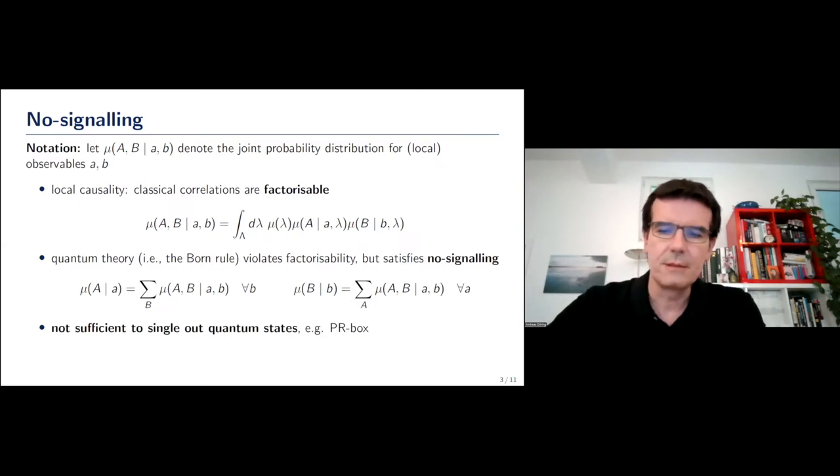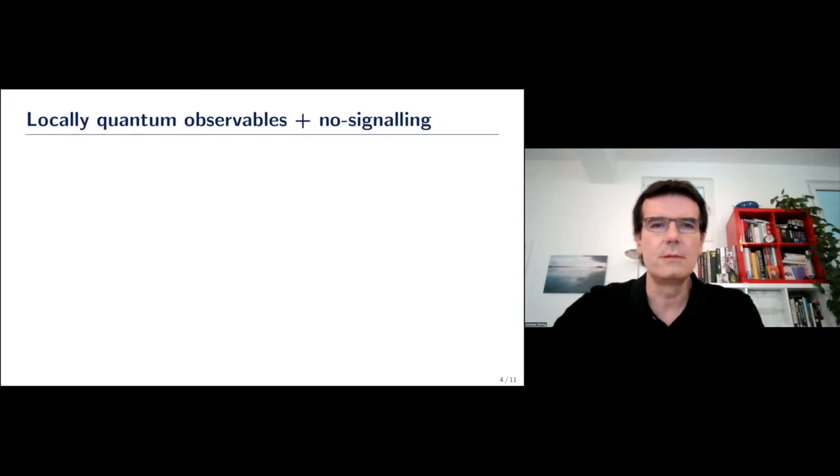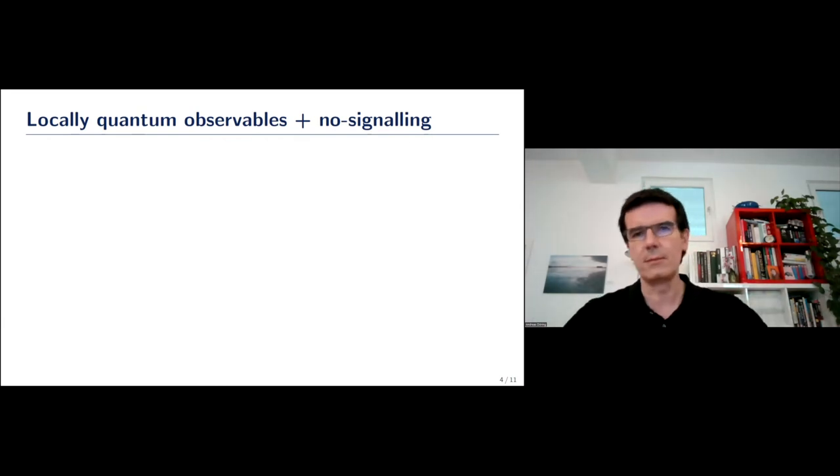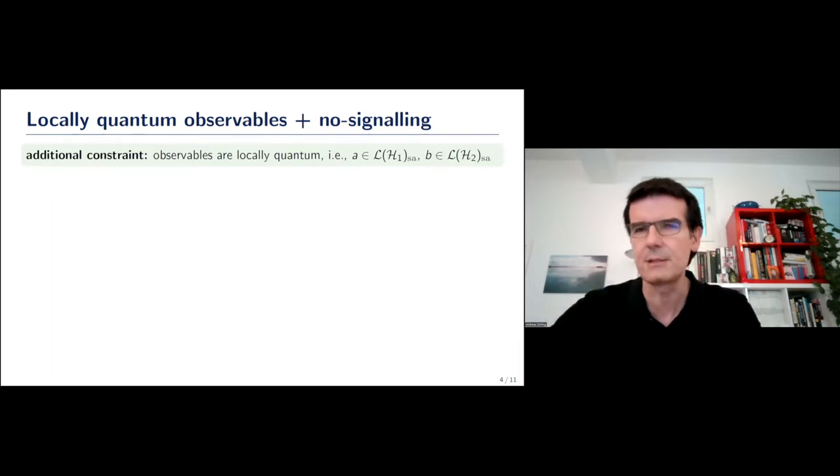But what we observe already here is that no signaling, of course, depends on the set of local observables, little a, little b, that we consider. And one thing you can do that has been done before in the literature is to say, okay, locally, Alice and Bob, they each have quantum observables. So this is what we assume from now on. Observables are locally quantum. This means my little a comes from the bounded self-adjoint operators on some Hilbert space H1, and b comes from self-adjoint operators on H2. I said bounded, but here everything is actually finite dimensional, so self-adjoint is enough, everything is bounded.